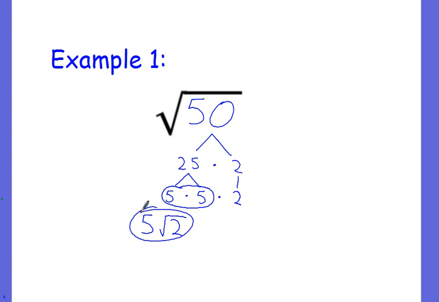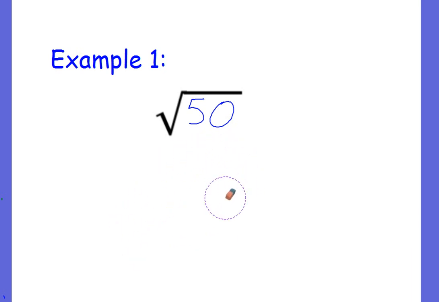Okay, now I want to look at this from a different perspective. So let me erase this. You can do the factor tree method, and that works every time, but sometimes you're going to have much larger numbers where you're going to end up breaking that down really far, and it's not very efficient. So the most efficient way to simplify radicals is to think of the largest perfect square that goes into that number.